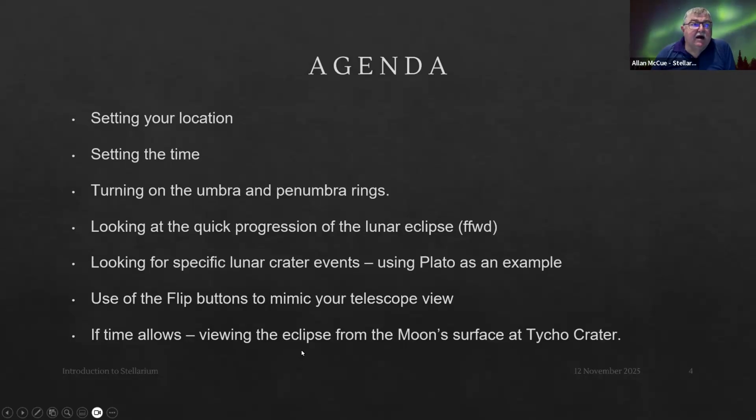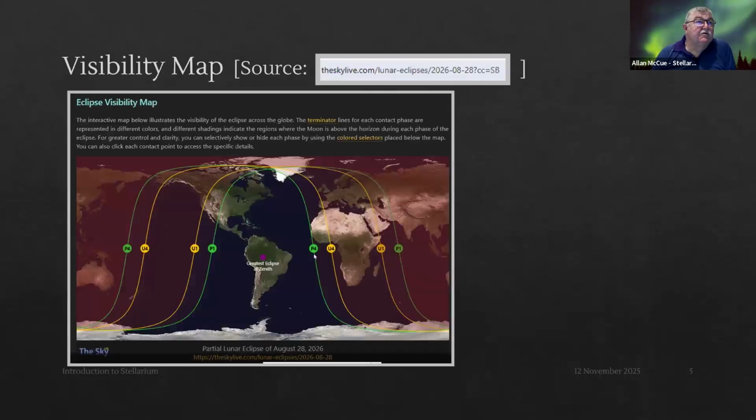And if time allows, this is something that I think is extra cool that I learned from Blake, is how to view the eclipse from the moon's surface. So you position yourself on the moon at Tycho, and then you can watch the Earth progress across the disk of the sun. And you're going, that's pretty cool. So if you were an astronaut, that's the view you would see.